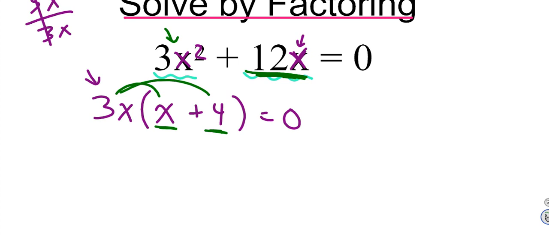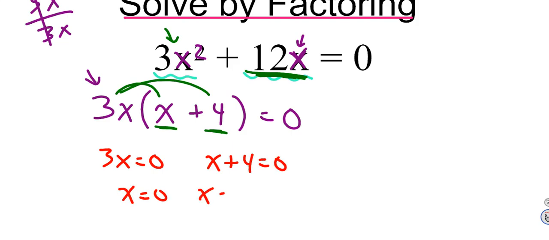All right, let's keep going because I'm trying to break records here apparently. 3x equals 0, x plus 4 equals 0. So we divide by 3, so x equals 0, x equals -4, and hopefully I did not make mistakes.